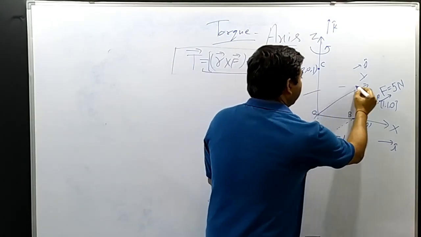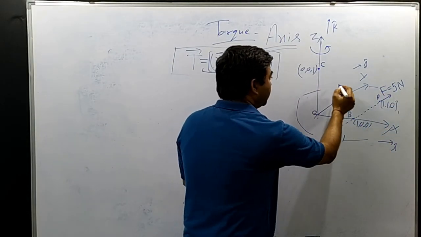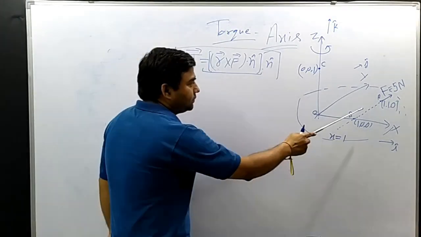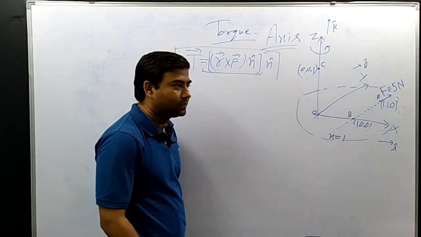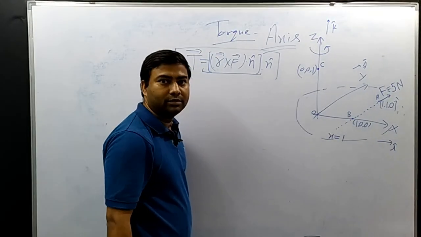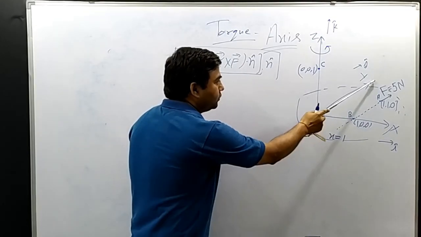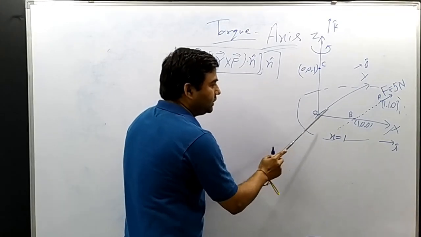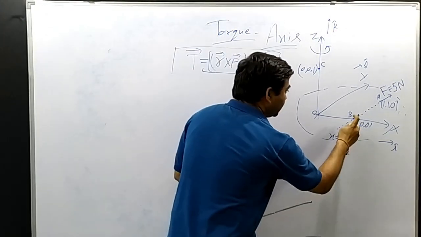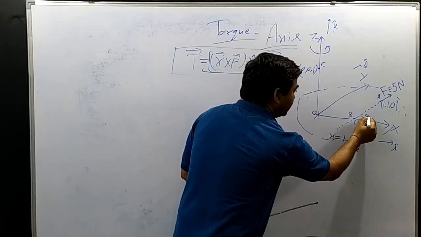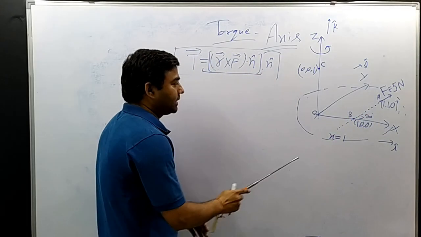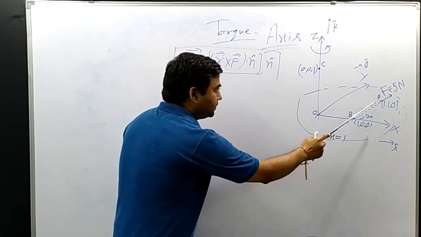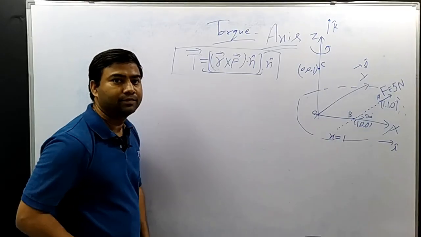So about the z-axis, we are trying to find the torque of a force acting at point A. This is a rigid body. Here you can see this force is lying on the xy plane, represented by x is equal to 1. That means this line is parallel to the y-axis and perpendicular to the x-axis, so this angle is 90 degrees. The line is x equal to 1. We want to find the torque of this force about the z-axis.